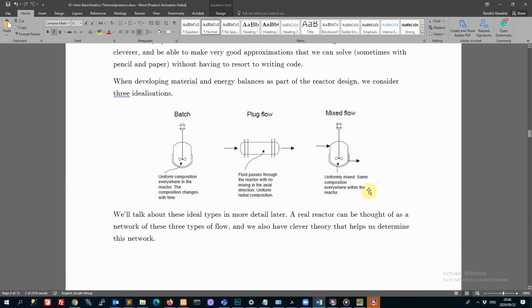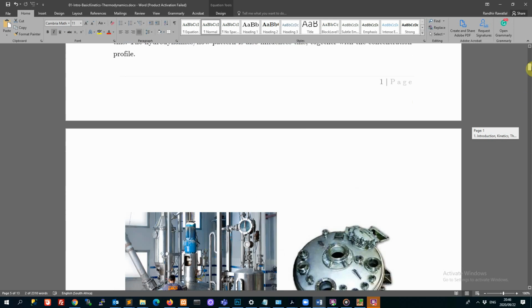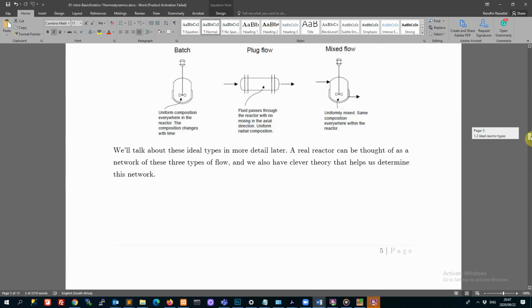So anyway, that was all just my introduction to this field of reaction engineering, and these are the types of reactors and what they look like and so on.